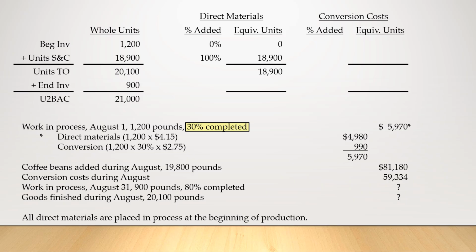Like beginning inventory, ending inventory received all of its materials as soon as it was put into production, which happened this month. So it received 100% of its materials. Total equivalent units to be assigned cost for materials is 19,800 pounds.